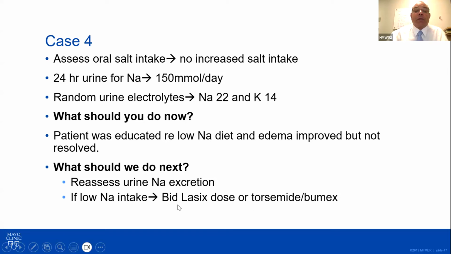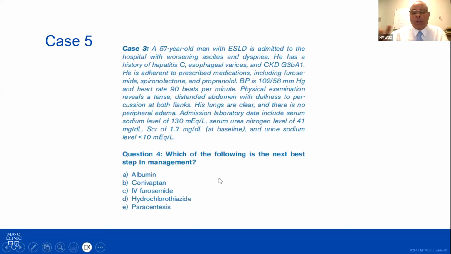Giving the Lasix twice a day will avoid the effect of rebound salt absorption. So in this situation, we will increase her diuretics and modify it to a different formulation. Torsemide is long-acting. Bumex has better bioavailability. I like torsemide because it's long-acting. It's up to you what you would like to use, but in general, you need to do something different to manage this patient.